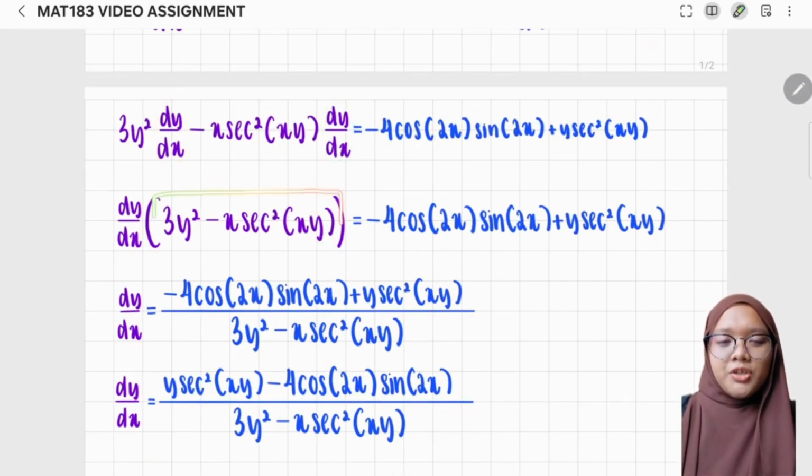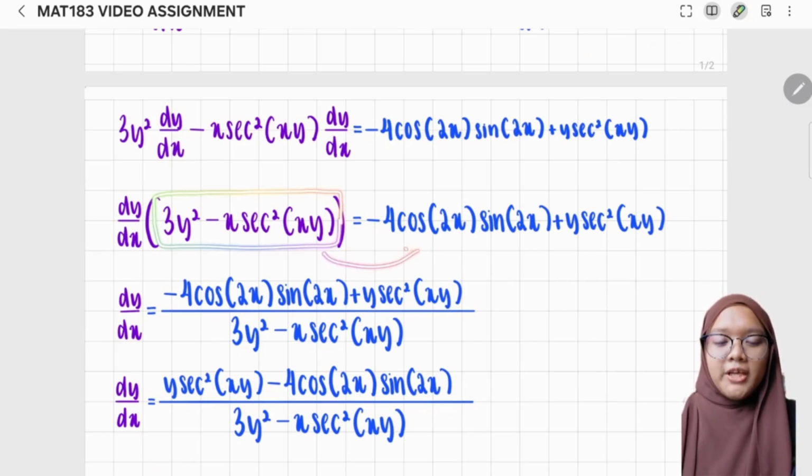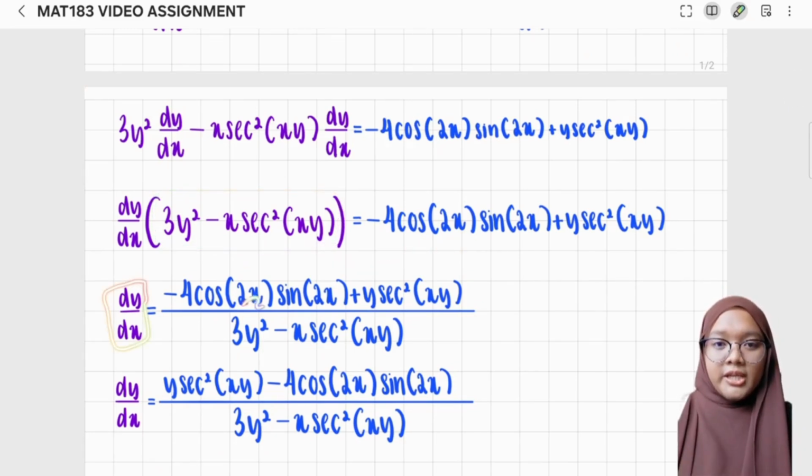For the expression 3y squared minus x secant squared of xy, we move it to the right side and change the operation to divide. So we get dy/dx equals negative 4 cosine 2x sine 2x plus y secant squared of xy, divided by 3y squared minus x secant squared of xy.